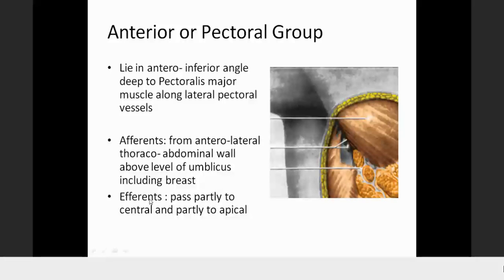And the efferents means the lymphatic vessels which are exiting. These pass to the central group of lymph nodes or to the apical, partly to central and partly to apicals. Okay, afferents come from these structures to the anterior group, and efferents pass partly to the central group and partly to the apical group of axillary lymph nodes. Okay, so these are the anterior pectoral group.